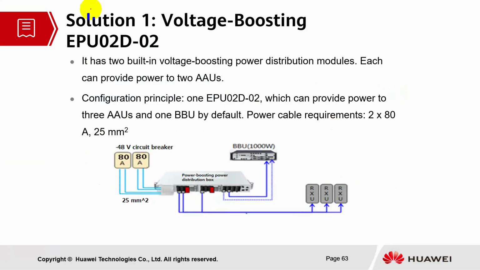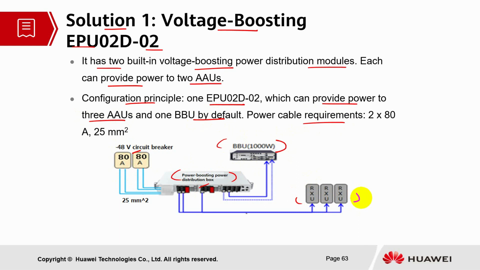So solution 1, voltage boosting with EPU module 02D02. It has 2 built-in voltage boosting power distribution modules. Each can provide power to 2 AAUs. So what is the configuration principle? One EPU module can provide power to 3 AAUs and 1 BBU by default. So the power cable requirement will be 2 by 80 amperes. So this is the circuit breaker, minus 48 volts, 80 amperes. Power boosting power distribution box. From there, the power will be supplied to the BBU and RRUs.